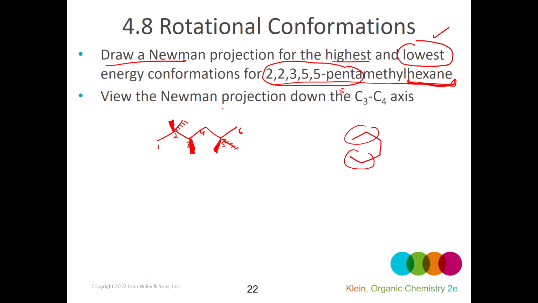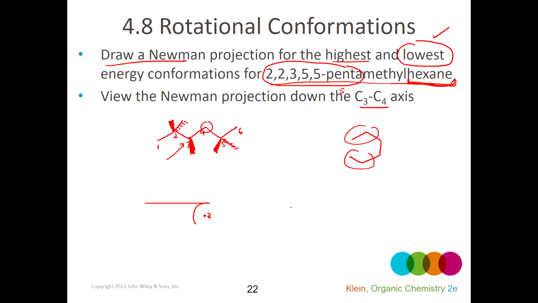So the question tells us to view the projection down the carbon 3, carbon 4 axis. So I numbered my parent chain. This is carbon 3, this is carbon 4. So I'm viewing it down the 3, 4 axis. This is my front carbon, this is my back carbon. So when I draw the Newman projection for my most stable version of this structure, carbon 3 is my point in the middle. Carbon 4 is directly behind that.